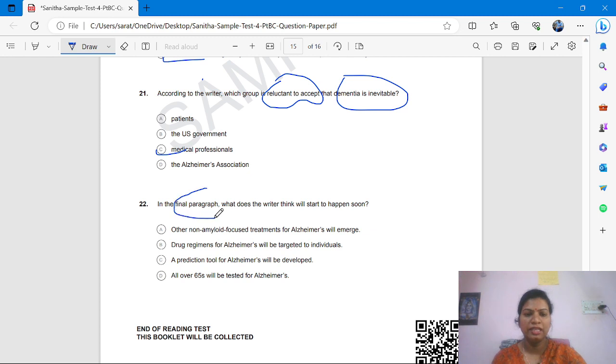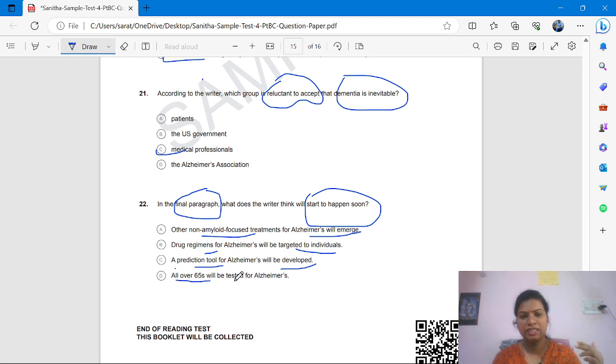So what does he think will start to happen soon? Other non-amyloid focused treatments for Alzheimer's will emerge. Drug regimens for Alzheimer's will be targeted to individuals. A prediction tool for Alzheimer's will be developed. All over 65 years will be tested for Alzheimer's. So we have to find out the correct option.